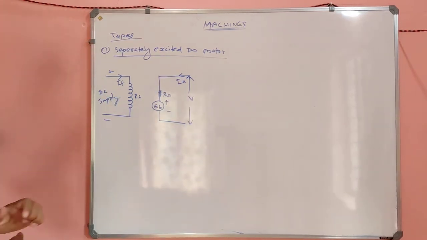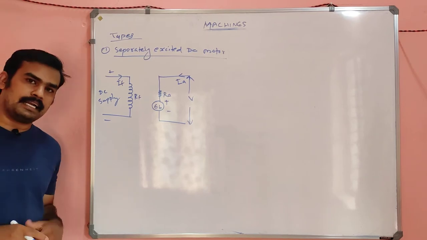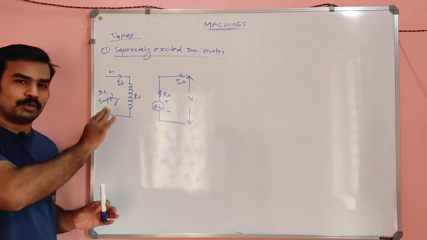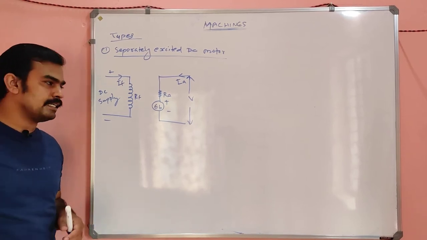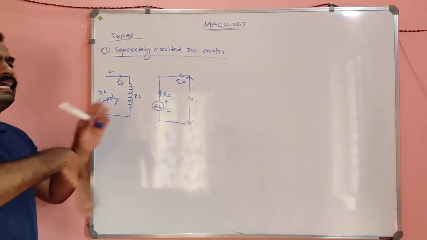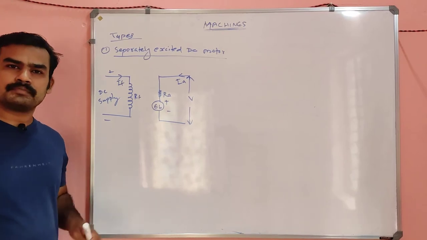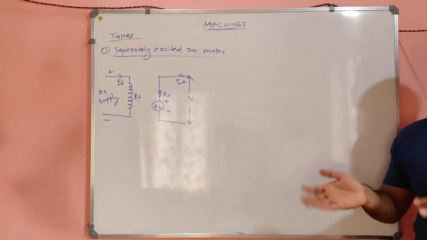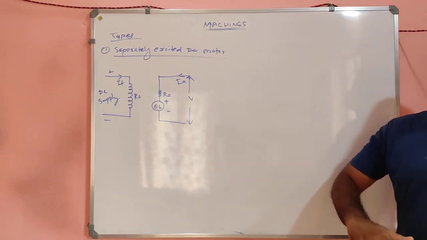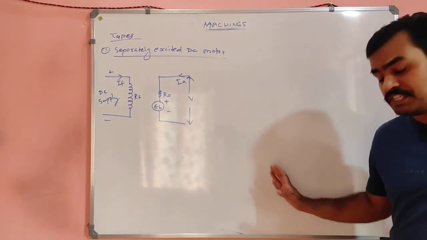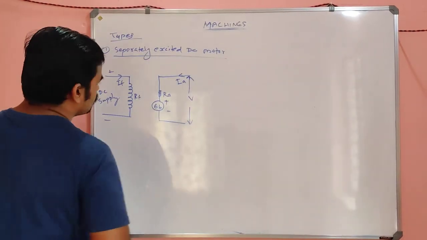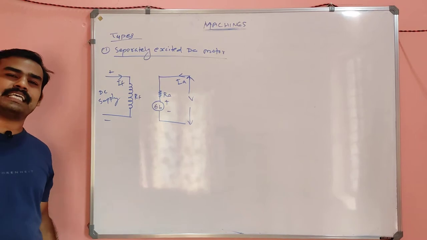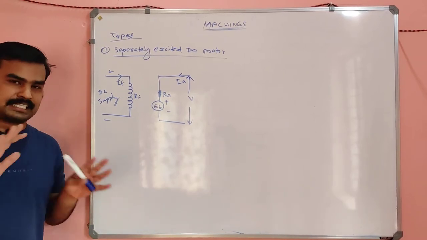So this is the separately excited DC generator, my dear. Likewise in a DC motor, separately excited means we simply exchange the power flow, that's all. The difference between motor and generator is simply that we exchange the power flow, then the motor will work as a generator and the generator will work as a motor, vice versa, no issues there. The construction is the same for motor and generator.